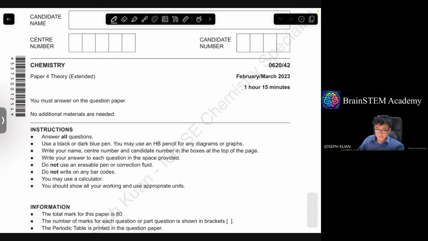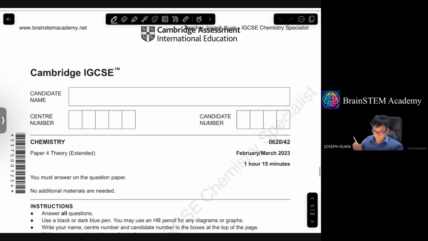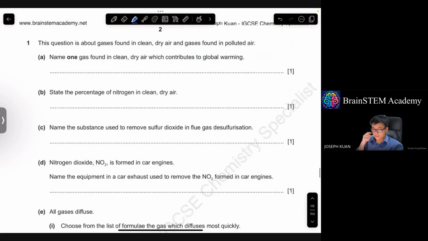This is Cambridge IGCSE chemistry paper 4 theory extended for February-March 2023, variant 2. Okay, question number 1. This question is about gases found in clean dry air and gases found in polluted air.